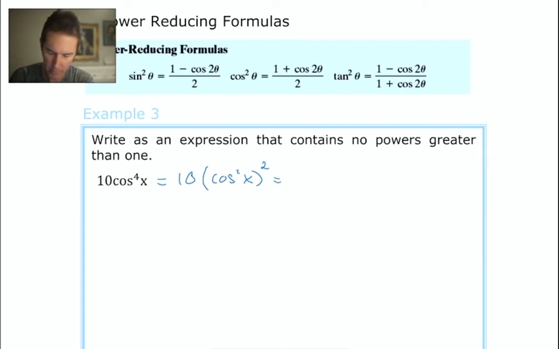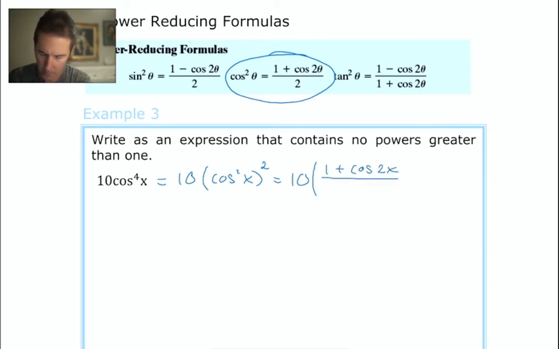Now, inside my parentheses, I have a cosine squared x. X, theta, whatever, it's an angle measure. I'm going to keep using x's even though the formulas say theta. So I have 10 times, and then in my parentheses, I'm going to replace my cosine squared x with the right-hand side of this statement, which is 1 plus cosine 2x. Remember, I'm using x's even though those formulas say theta, divided by 2. I'll close my parentheses and put that square back on the outside.